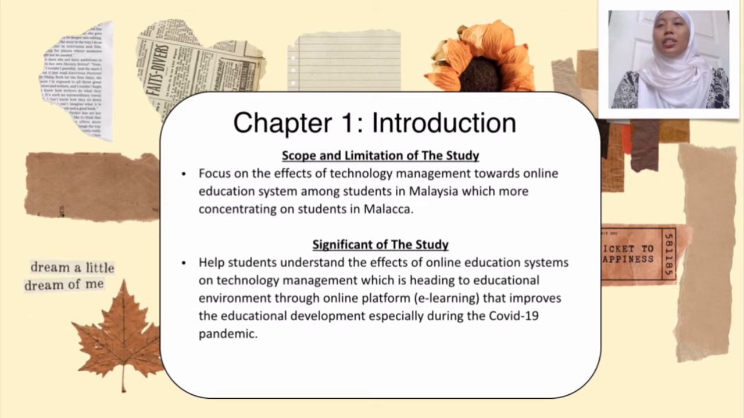Next, moving forward to scope and limitation of this study. This study focused on the effect of technology management towards online education system among students in Malaysia, concentrating more on students in Malacca. This study will analyze the effectiveness of technology management in order to draw a relevant conclusion about the online education system among Malaysian students in the contribution of educational environment.